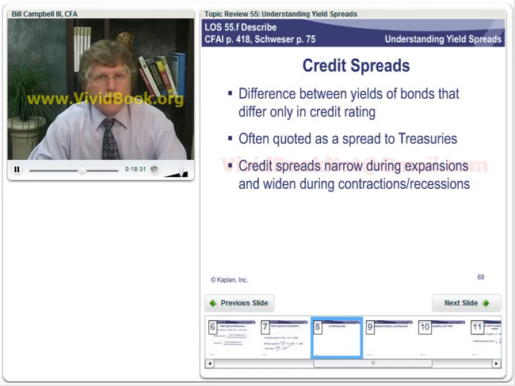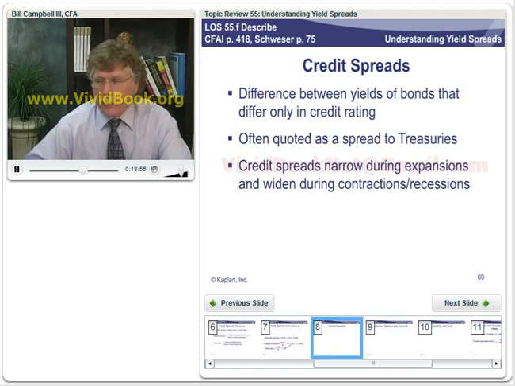During contractions and recessions, when people tend to be a lot more risk averse, they generally want the security of Treasury bonds. They're less inclined to buy the corporate bonds. So the prices on the corporate bonds will decrease because there's less demand for them. When the price decreases, the required yield increases. That increases the credit spread.